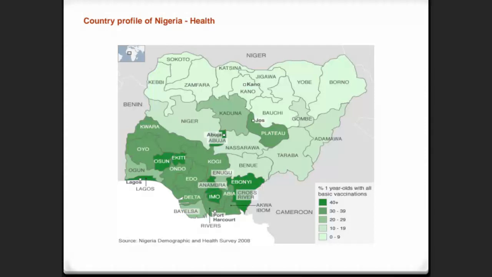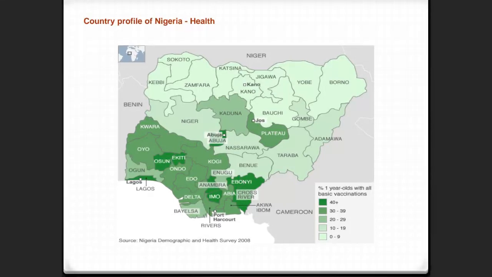And of course, with regards to the Nigerian profile in terms of health, if you look at the diagram there, you can see the percentage of 1 year olds with all basic vaccination. If you look at it, you can see that more than 40% in certain parts of Nigeria have children who have been vaccinated, compared to many children in the northern part of Nigeria, stemming from the coloring there.